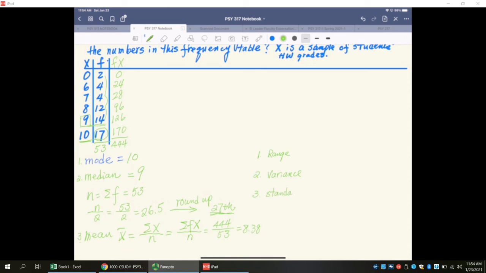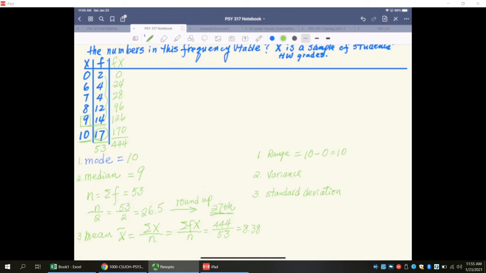Okay, so range is easy. It's the maximum value in the sample minus the minimum value in the sample. So the maximum value for x is 10 and the minimum is 0. So the range is 10.